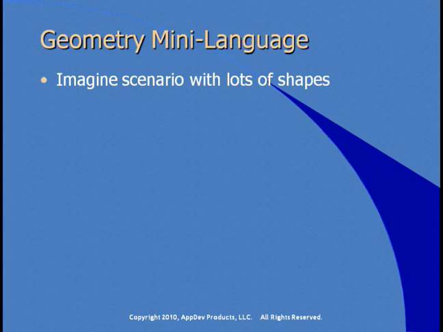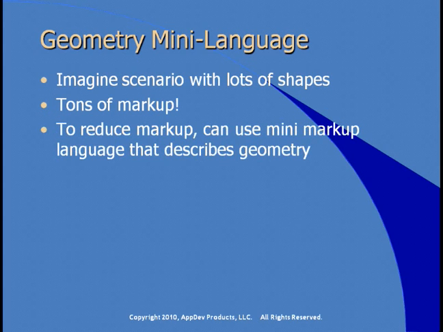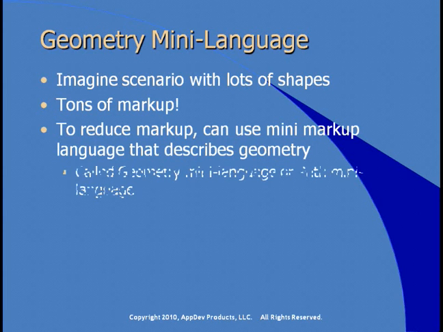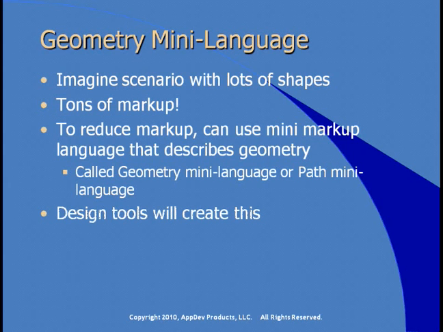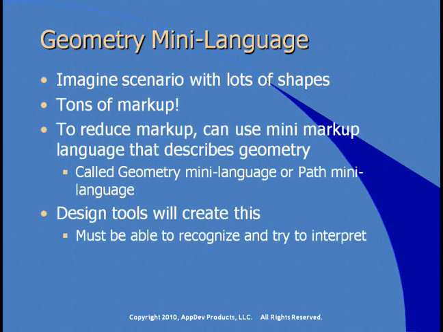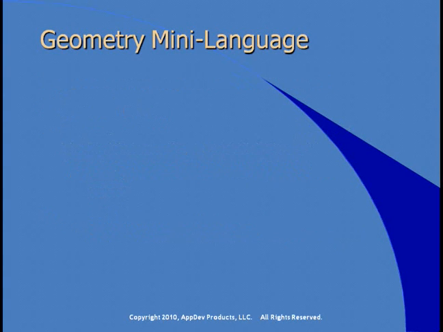Imagine a scenario where you had a lot of shapes. You'd have a lot of markup to go with it. To reduce the markup, you can use a mini markup language that describes the geometry. It's called the Geometry Mini Language, or Path Mini Language, and design tools will create this. For example, Expression Blend will create the Geometry Mini Language to define shapes that you draw on its design tools. And you need to be able to recognize and try to interpret this language if you see it. Now, you generally won't create it yourself, although you can. You'll generally see it created by other tools.